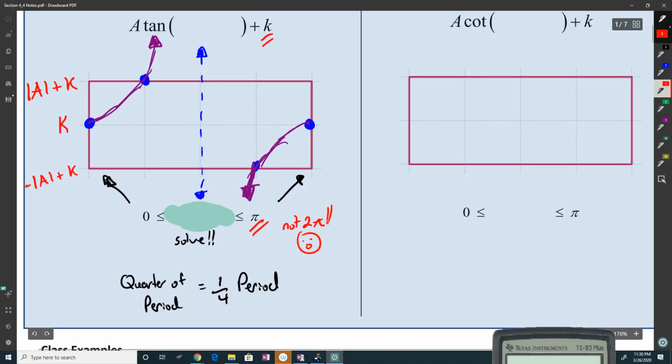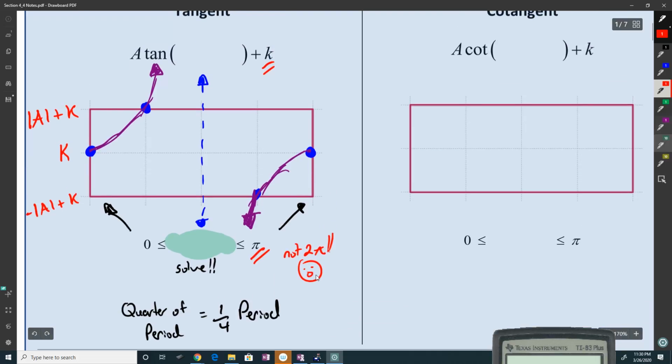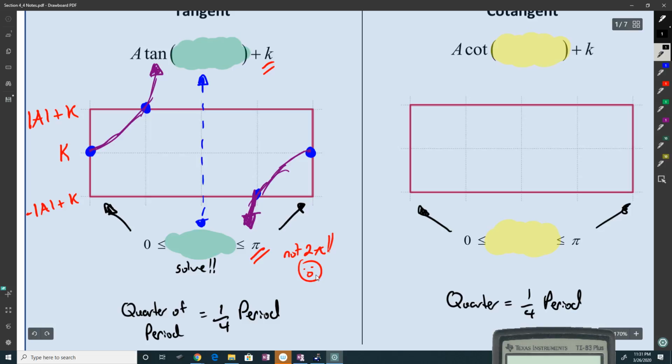That little circle up there is bugging me. A little OCD up here. All right, anyway, same thing here. We're going to the inside for cotangent. It goes between 0 and pi. That gives you the two edges. And then again, a quarter is just going to be 1/4 times the period. Same thing as before: k, absolute value of the amplitude plus k.